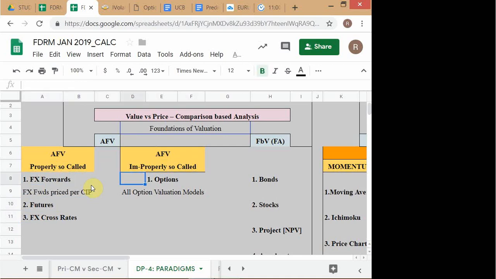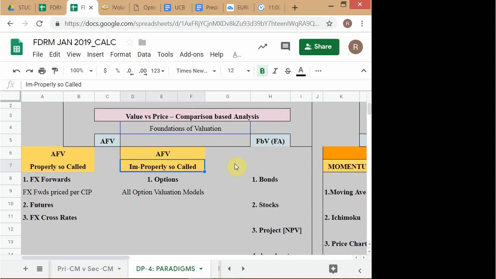I'll explain it to you later when we come back to this framework. All option pricing models are also AFB models. But there is a problem here. This is AFB because the methodology used is the AFB methodology, but it's actually not AFV. It's not actually arbitrage free. That's why I'm calling it improperly so called. These are called AFP models, but they're actually not arbitrage free.